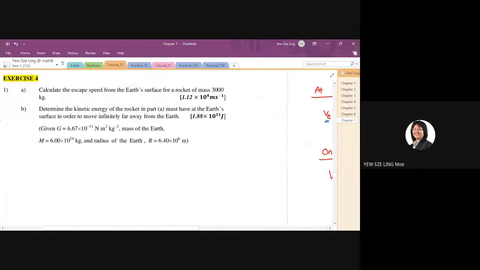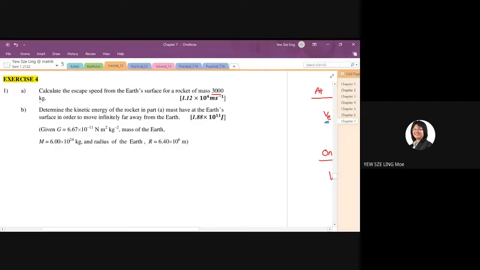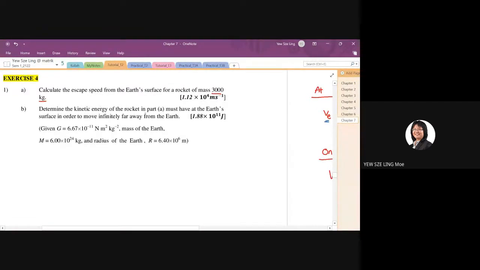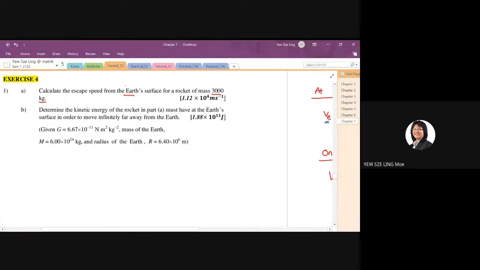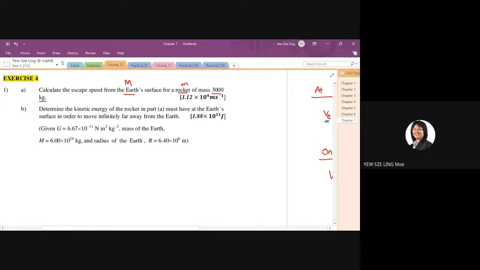So question 1A. Calculate the escape speed from the Earth's surface for a rocket of mass 3000 kg. This question A is a bit tricky. Why? Because it gives you this 3000 kg. I just mentioned just now that if you want to calculate escape velocity, you don't need the information about the test mass. In this case, the point mass is the Earth, our capital letter M, and the test mass is the rocket. So you don't need the information about the rocket.